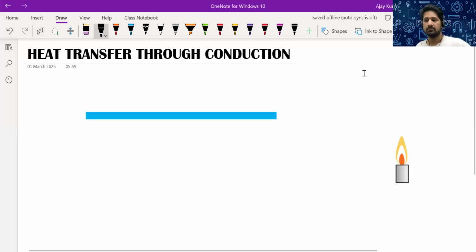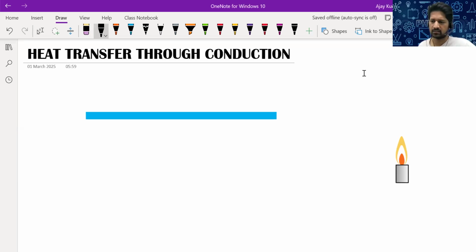In this lecture, we will first talk about something called steady state during heat conduction. And after that, we'll solve problems based on conduction.